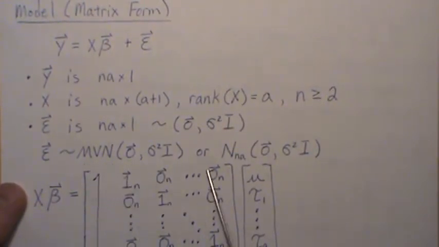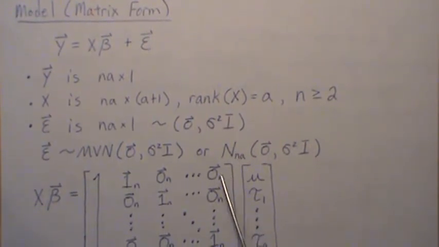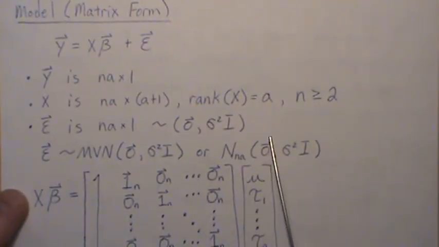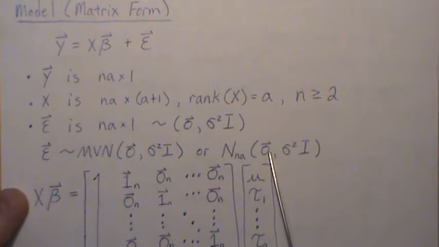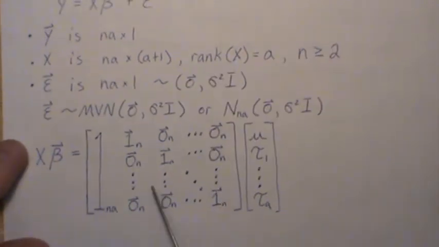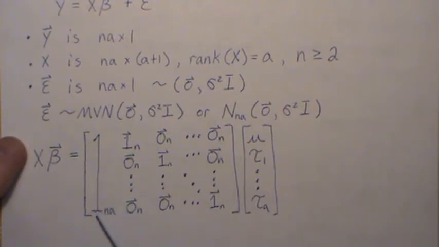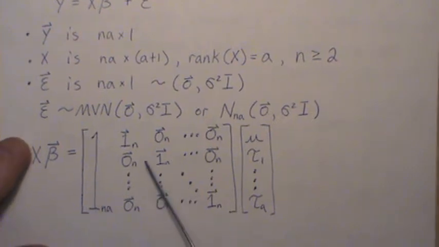Now, some will write a normal and then tell you the index says how many, how big is it. So it's n by a. So this is an n by a 0 vector, and this is an n by a covariance matrix. The design matrix, first column has all 1, so it's a vector of NA, and perhaps I should have a vector sign above that.